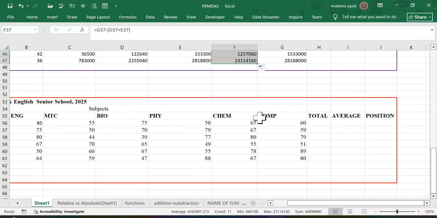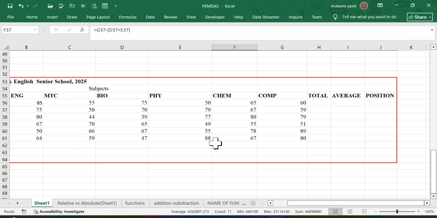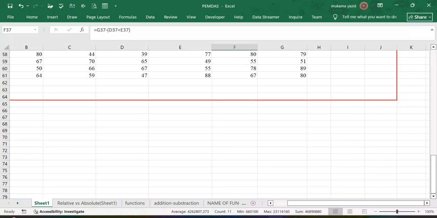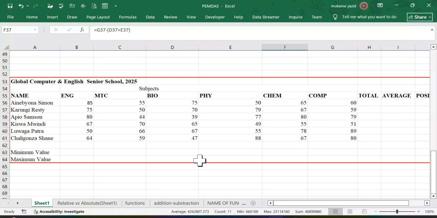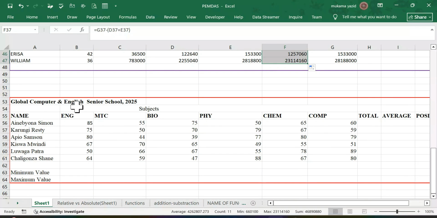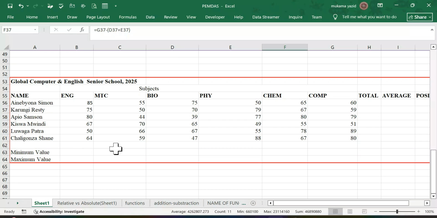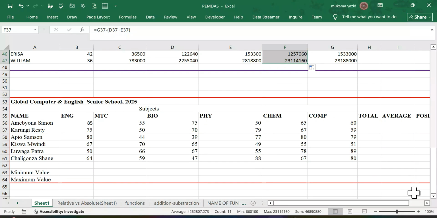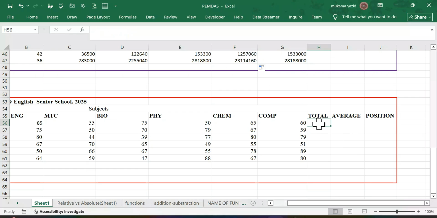I think that is also done. Let us go to this one. This one is very obvious, I think. Yes, obvious. This one they give us global computer and English senior school students. The names, English, mathematics, biology, physics, chemistry, and maybe this one is a computer. So from there they give us some names. They give us minimum value, maximum value. They give us total, average. We need just for this one and we get the answer.